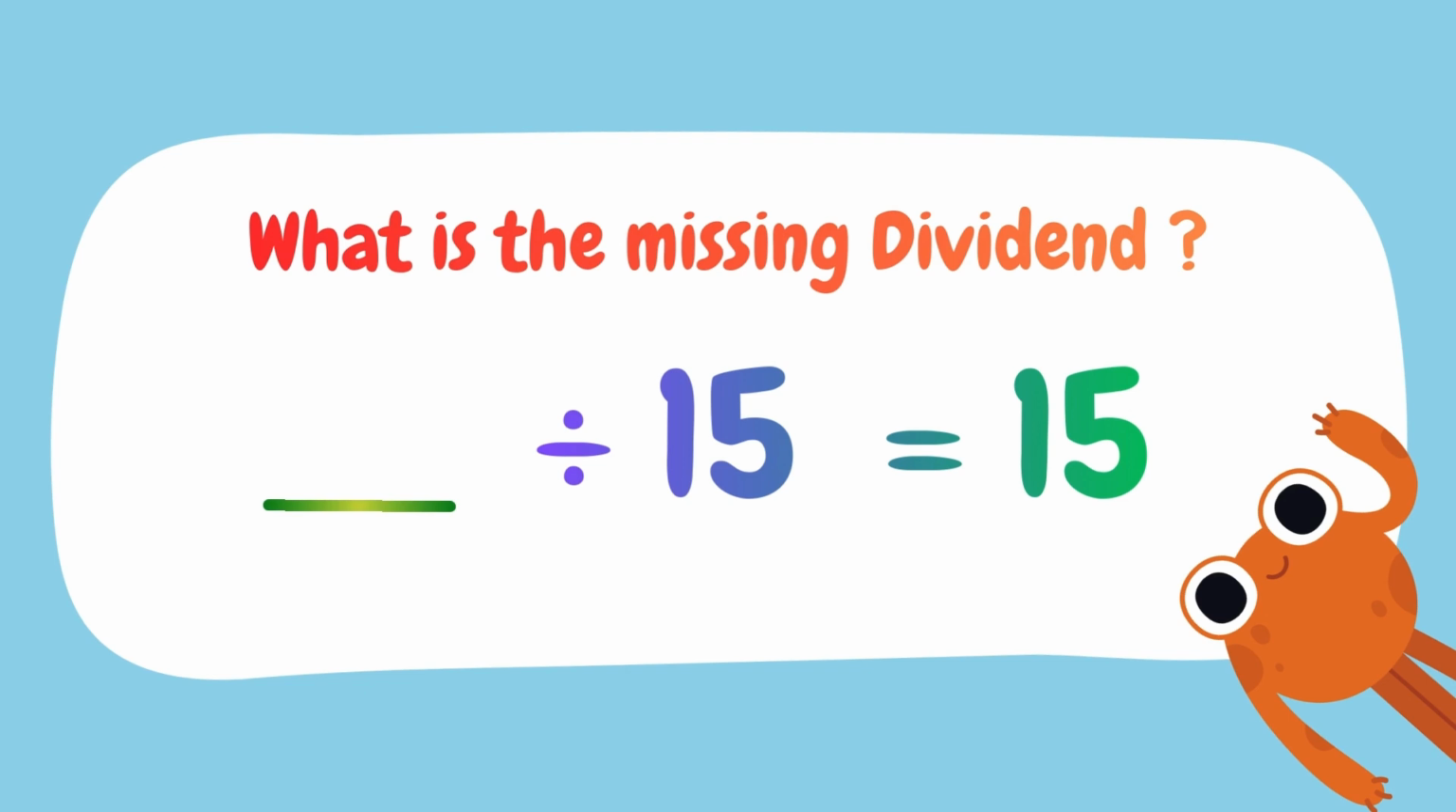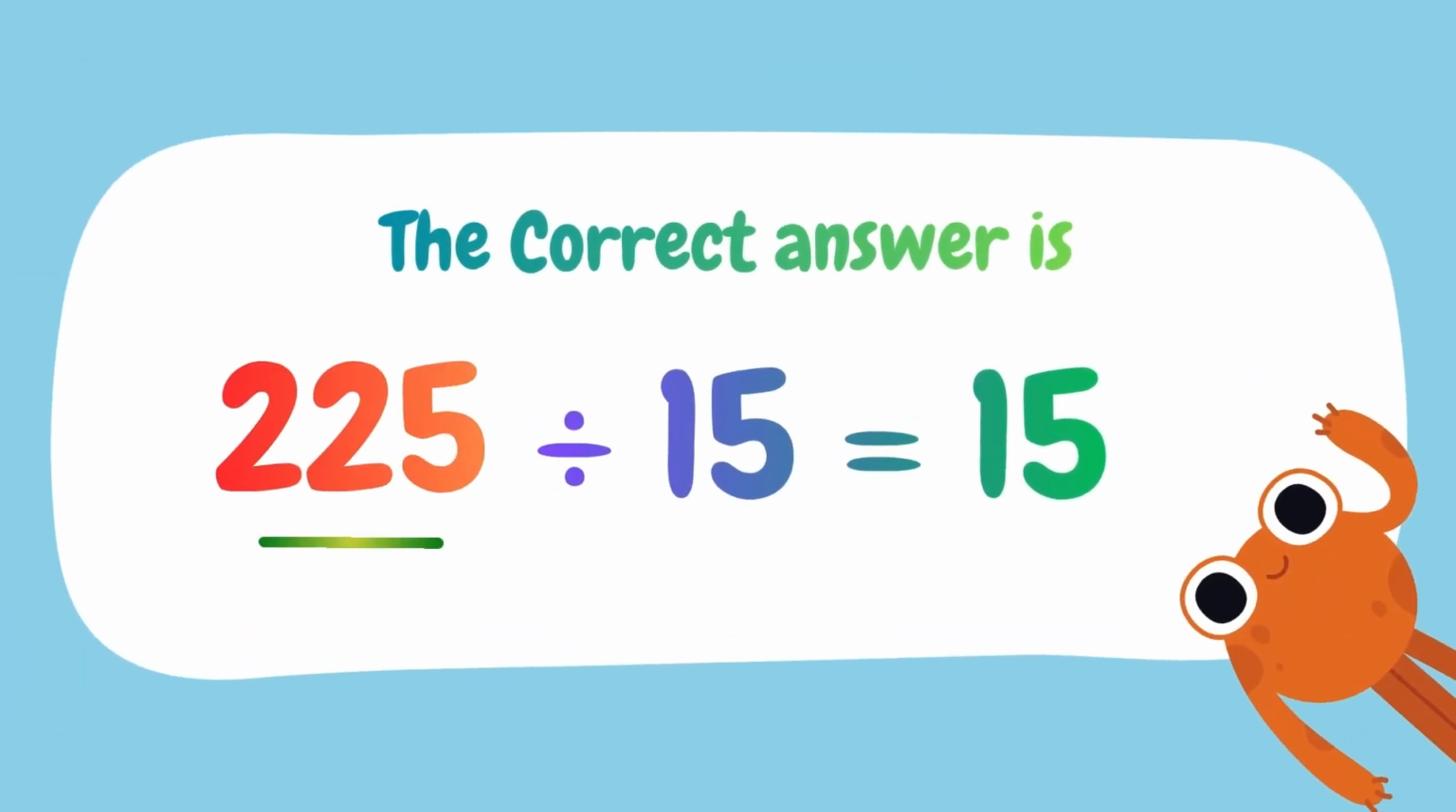What is the missing dividend? The missing number is 225. 225 divided by 15 equals 15.